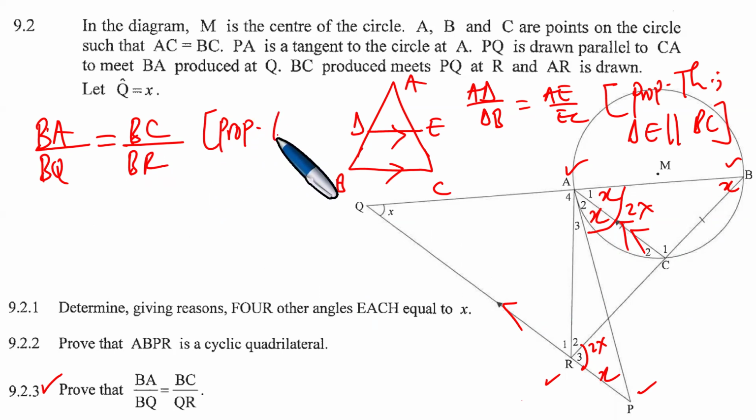Proportionality theorem. Okay, proportionality theorem. Why is it the proportionality theorem here? Simply because at this point you can see that AC is parallel to QP, like that. So AC is parallel to QP.